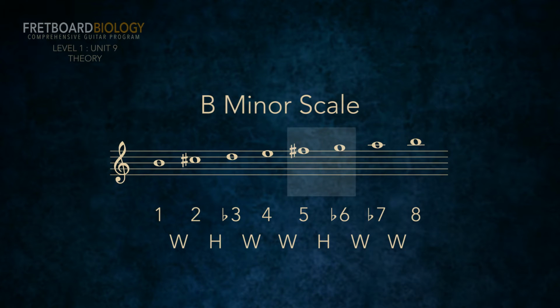And now from F sharp to G, we have a half step. From flat 6 to flat 7, we need a whole step. And from G to A is a whole step. And from flat 7 to 8, we need a whole step. And from A to B is a whole step. So we needed two sharps, F sharp and C sharp, to satisfy the natural minor scale formula for B minor.